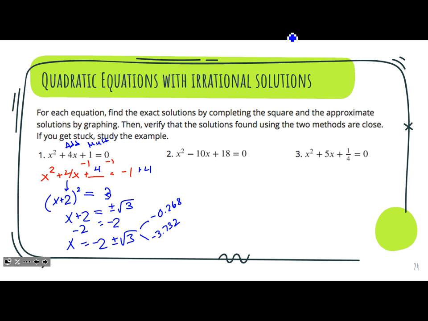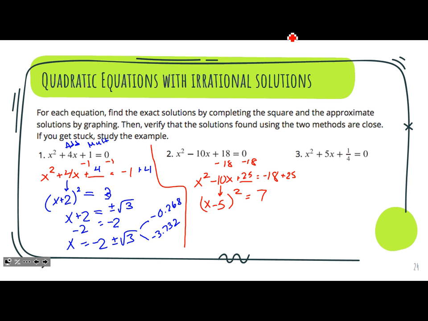All right. Let's just do the second one as well. Same idea, right? Let's move the 18. And so I have x squared minus 10x plus blank equals negative 18. What number fills in the blank here? Half of 10. 5 squared is 25. So I'm going to add 25 to both sides. And so let's see, what's negative 18 plus 25? That is going to be 7.